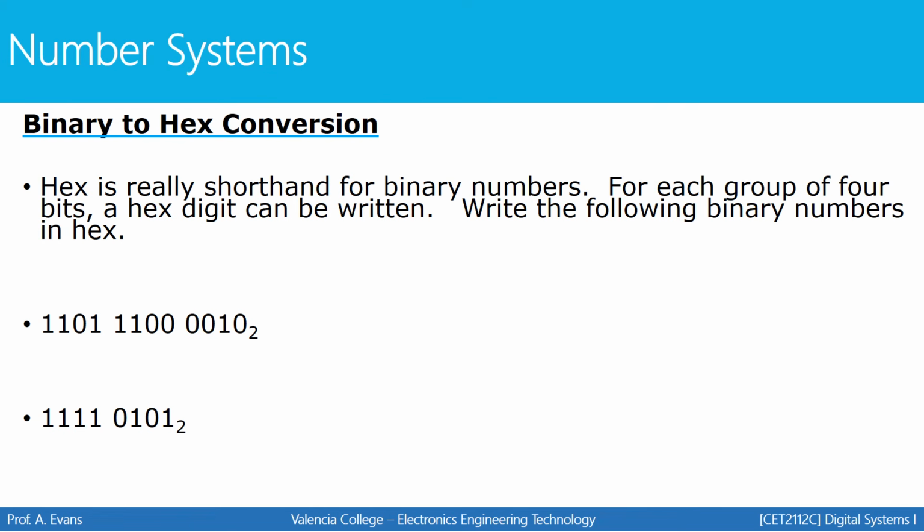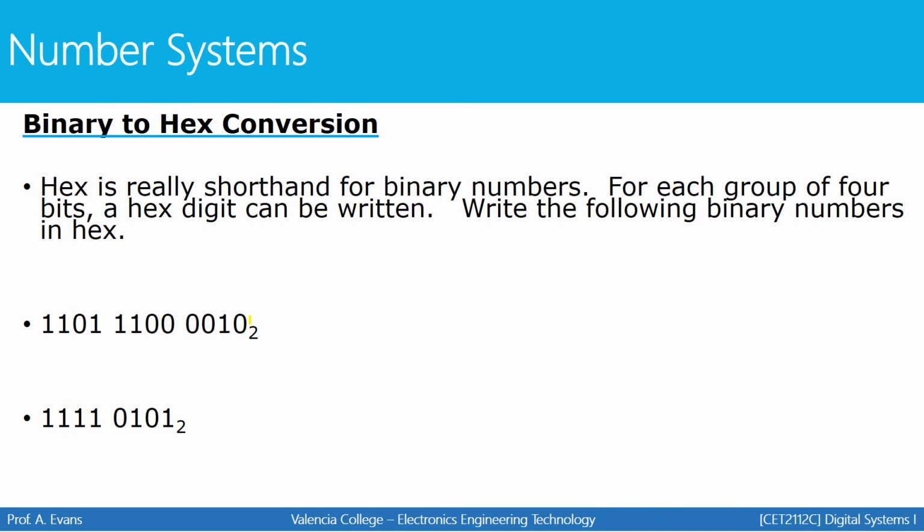Now that we know 3 number systems, we have to figure out how to go between all 3. So our next step is to go from binary to hex. And the nice thing about this is that hex is really shorthand for binary numbers. So for each group of 4 bits, you can write a hex digit. And that's all we have to do to go from binary to hex.